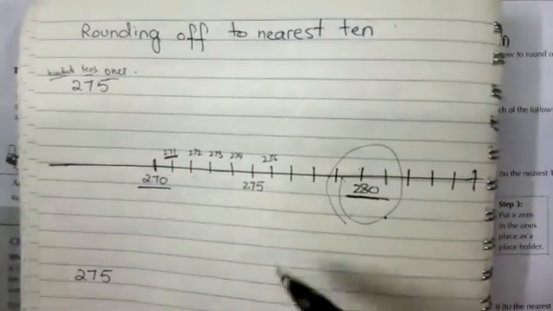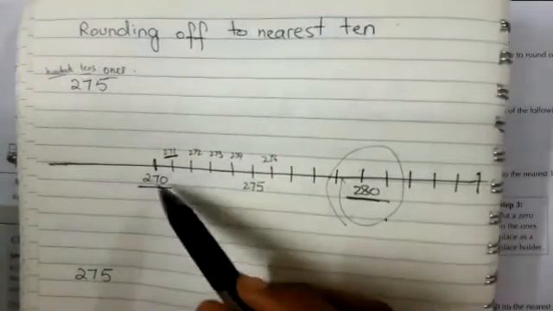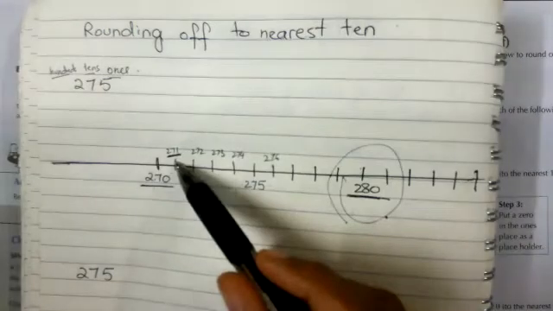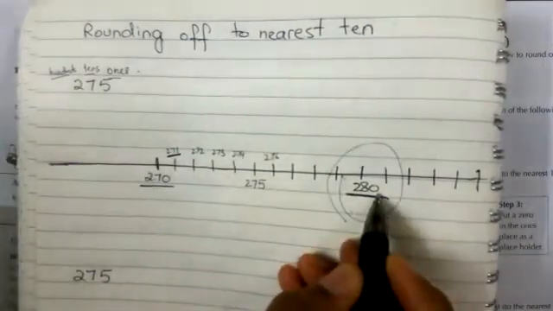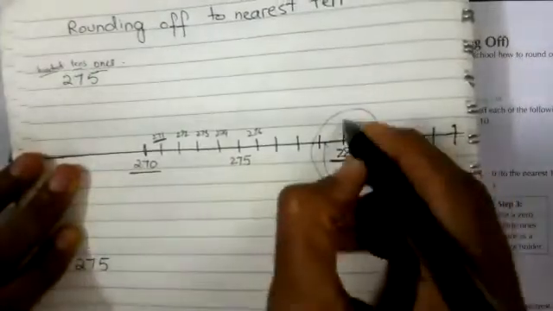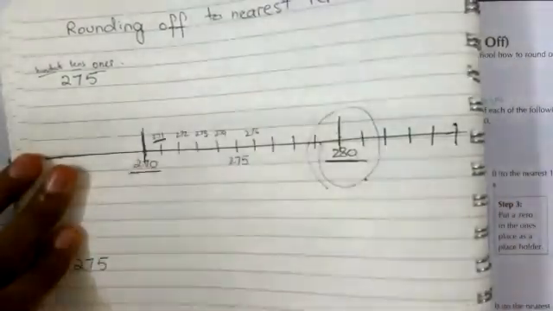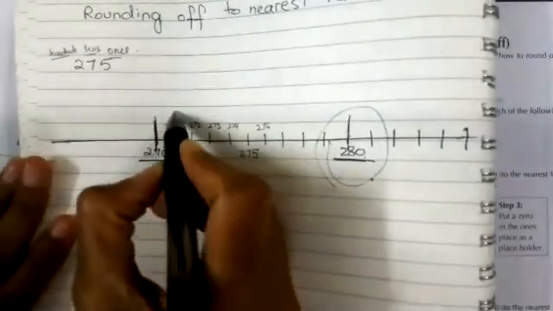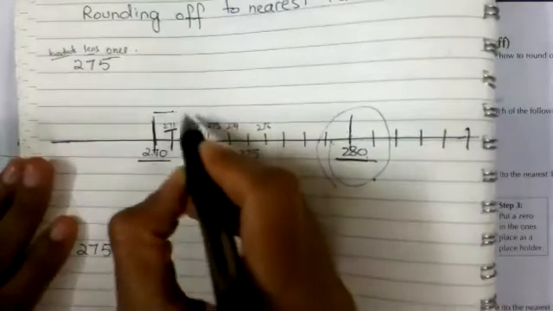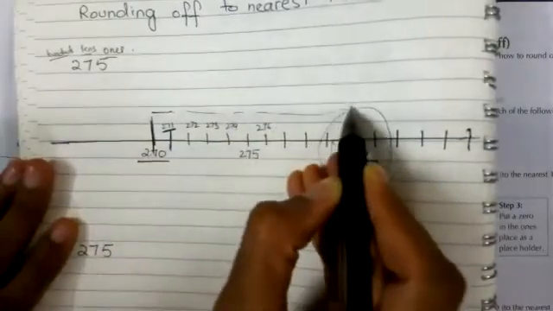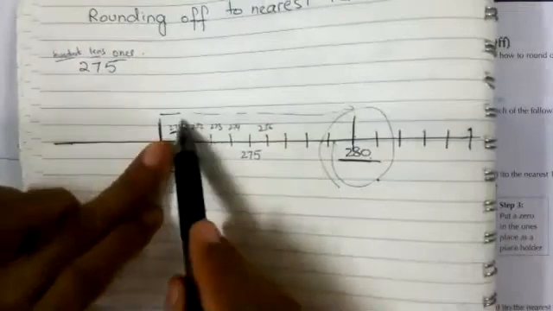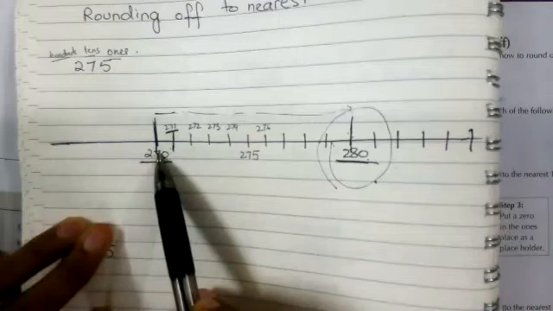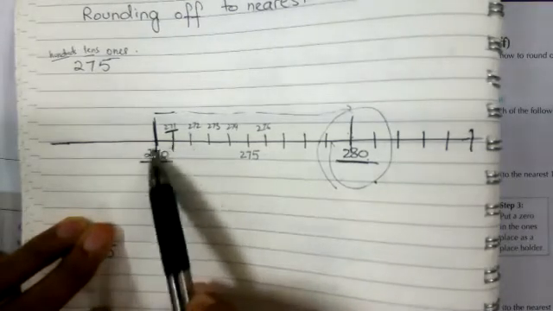Okay, yes, Sabiha. So which of the two tens is 271 closer to? 280. 280? 280 is here, and 270 is here, and 271 is here. So to which ten is it closer? Can you see? It is closer to, yes, Javeria? 270. Yeah, it's closer to 270.